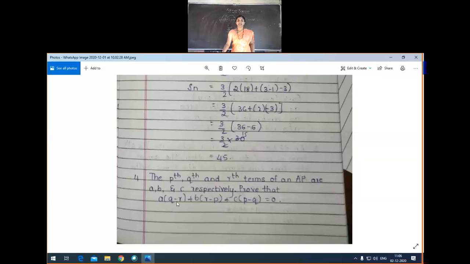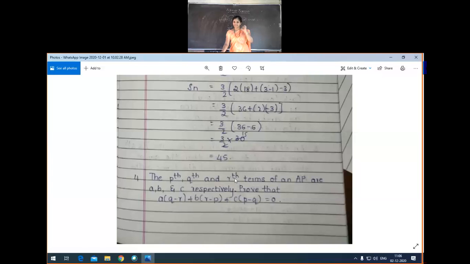Prove that a(q − r) + b(r − p) + c(p − q) = 0. We have to show this expression. So our target is this one. We need the final result using the given data. What is given actually? The pth term, qth term, and rth term.